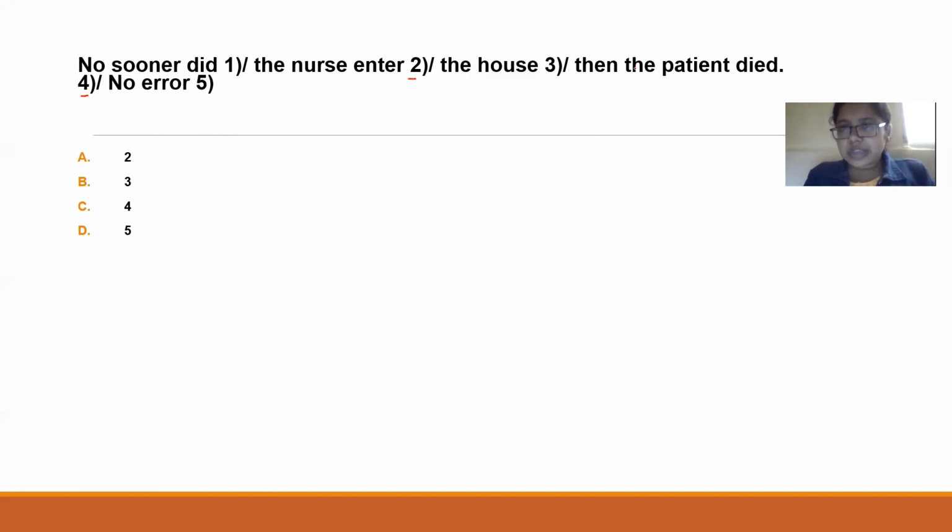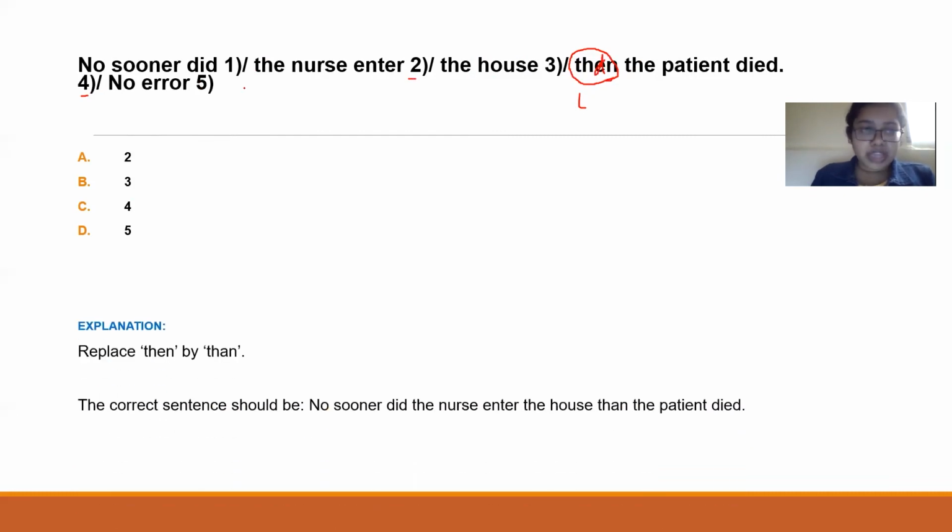If you look carefully, it's a small grammatical mistake. Then, what should be over here grammatically? It should be than, then, right? Means option three is wrong. Just a minute. The correct sentence should be: no sooner did they enter the house than the patient died. Means the third one is wrong.